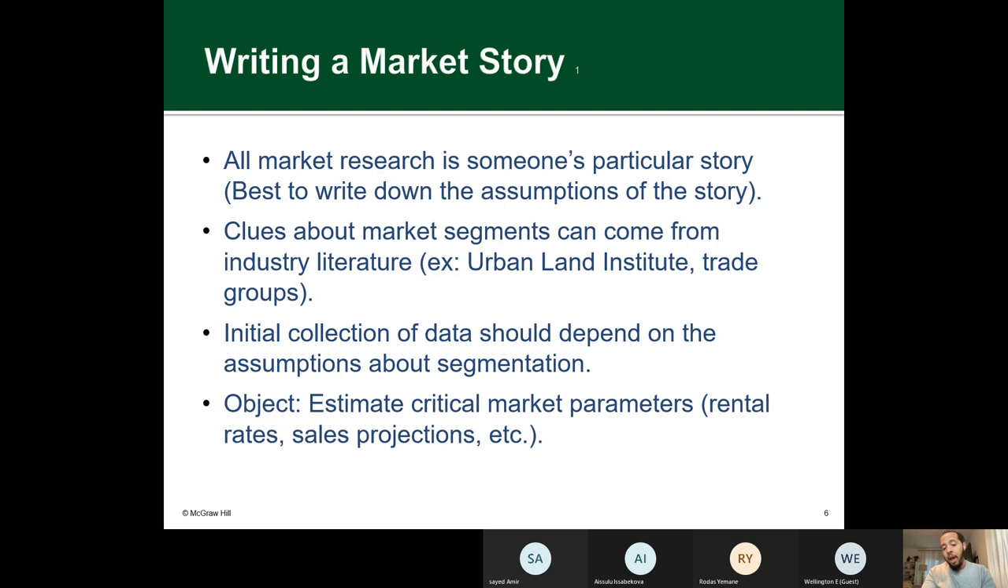We also need to look at how we collect it. And the assumptions about market segments have to be taken into account and be at the forefront. So natural assumptions are usually by income, because of the location, family size, and all these other types of things. Social influences, whatever your first language is, all those types of things are important.